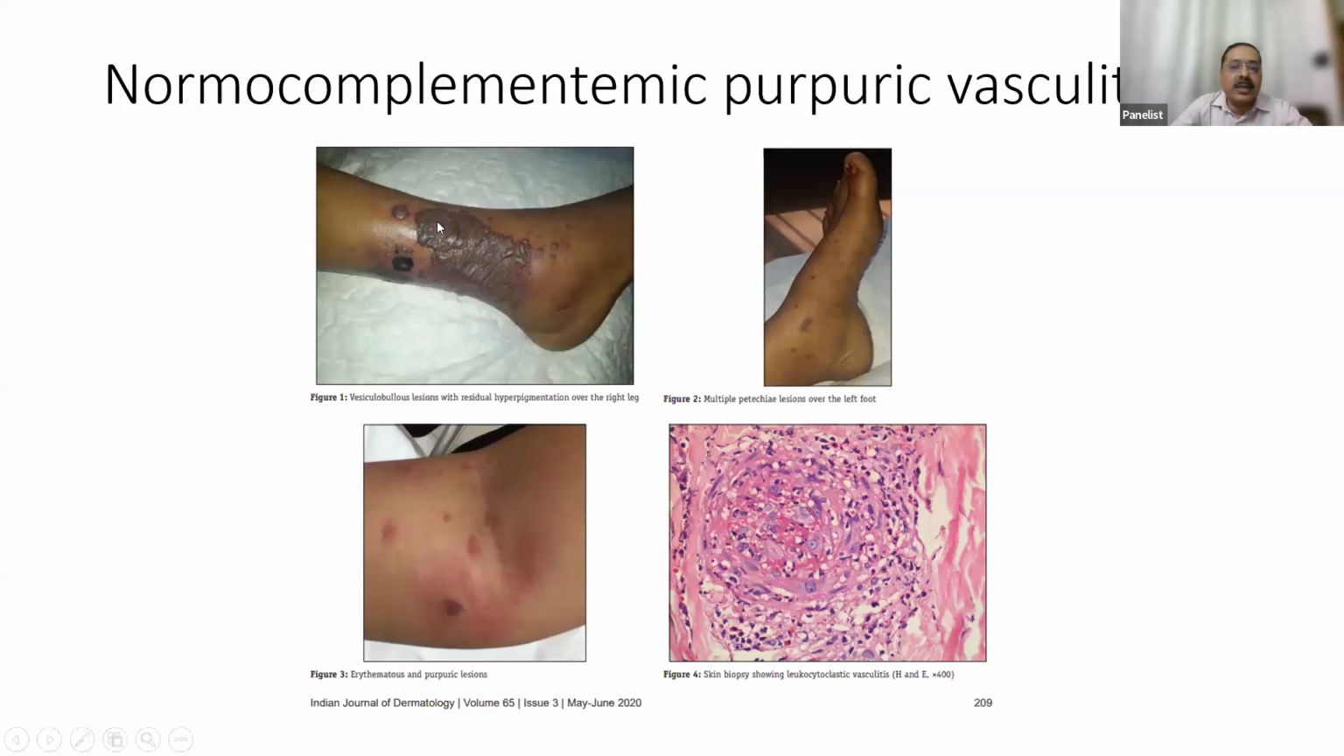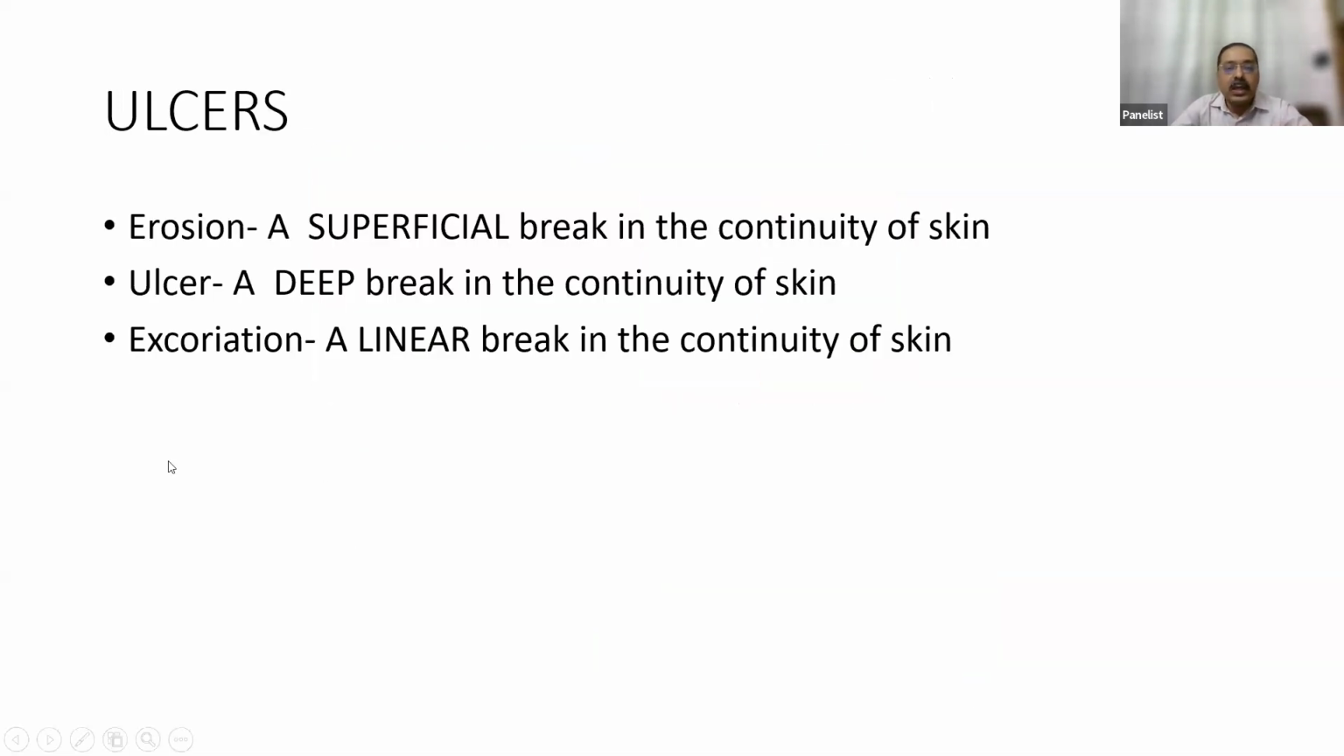If you take a biopsy from here, you're likely to get only ulcer with granulation tissue or erosive lesions, erosive dermatitis with some neutrophilic infiltrate. So this will not give much value if the biopsy is taken from here. But on the other hand, if it is taken from an early lesion, you will always get a classical picture like a leukocytoclastic vasculitis. Now coming to ulcers, there are 3 terminologies which are used.